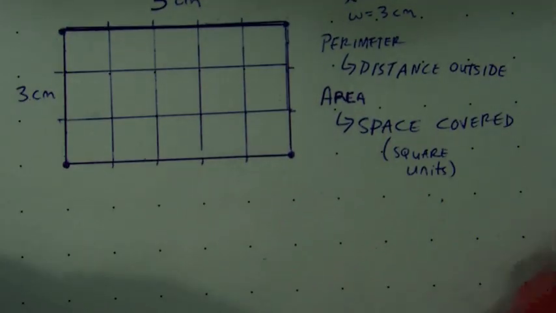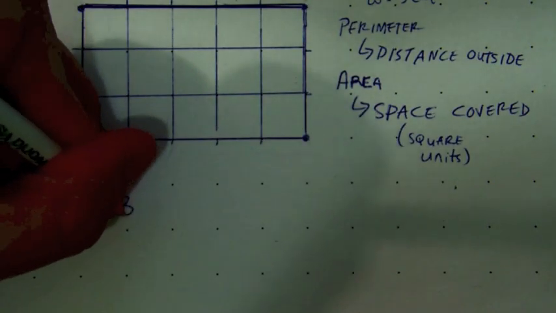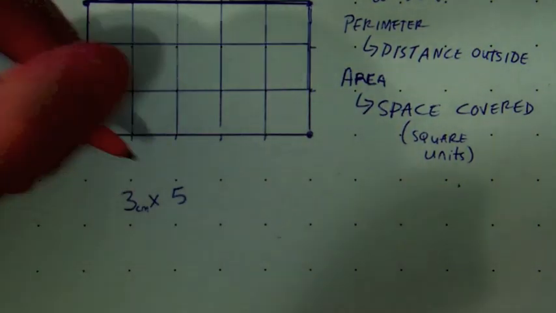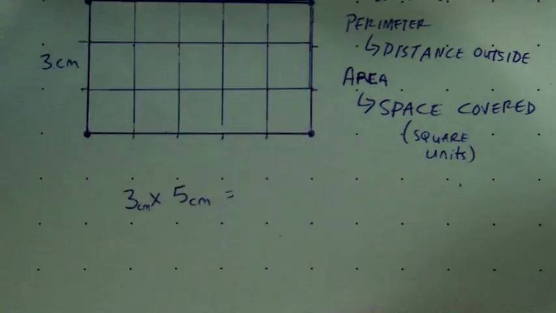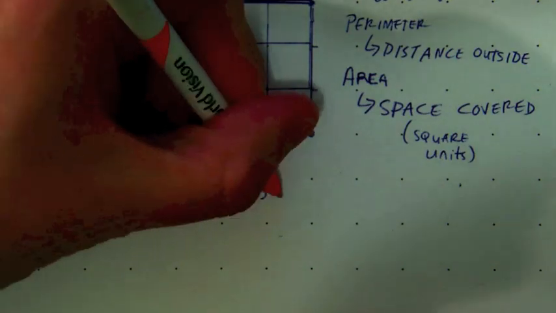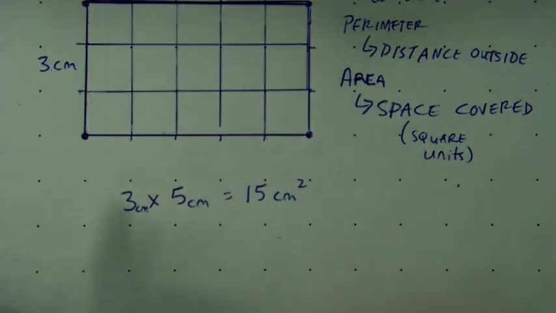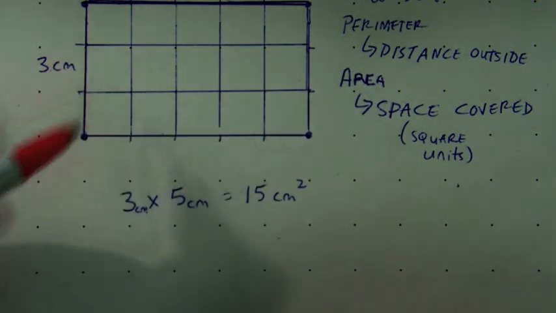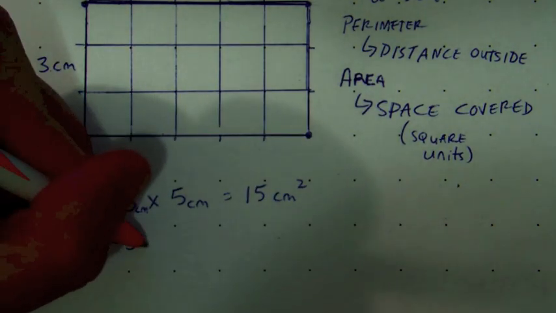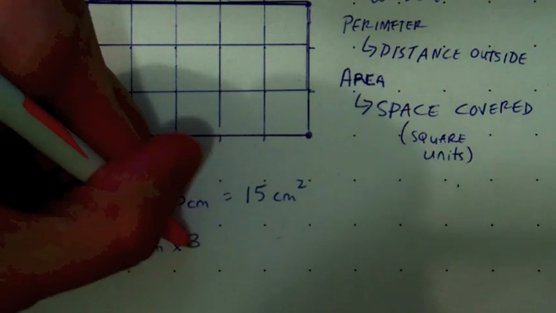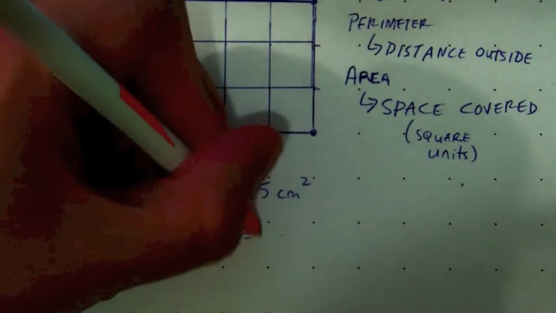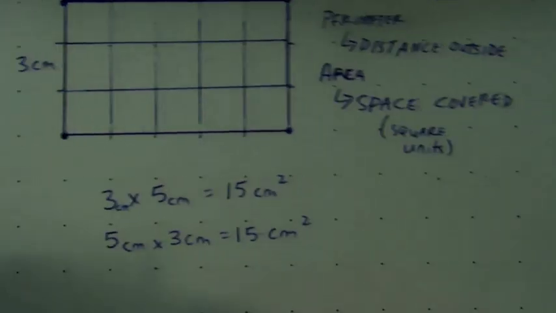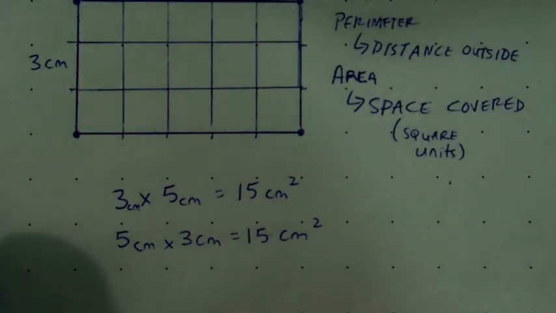Either way you look at it, you're looking at either 3 groups of 5, so 3 centimeters times 5 centimeters, which gives you 15 centimeters squared. Or, like I say, you can look at it as 5 columns of 3 squares, so that would look like 5 centimeters times 3 centimeters, which also will give you 15 centimeters squared. Alright, so that's how you calculate the area of a rectangle.